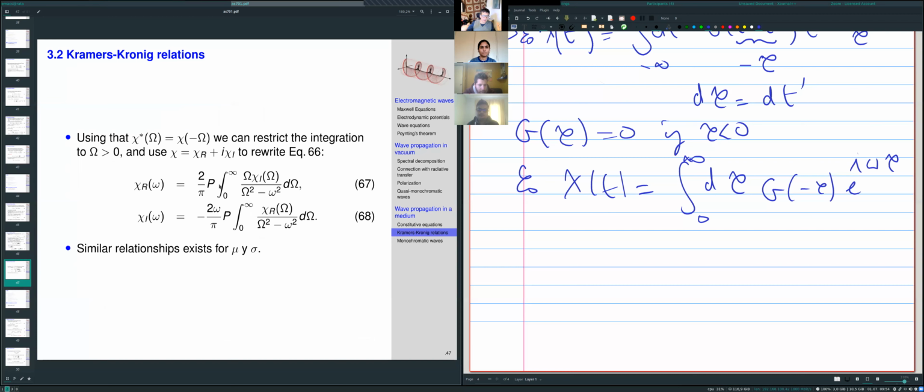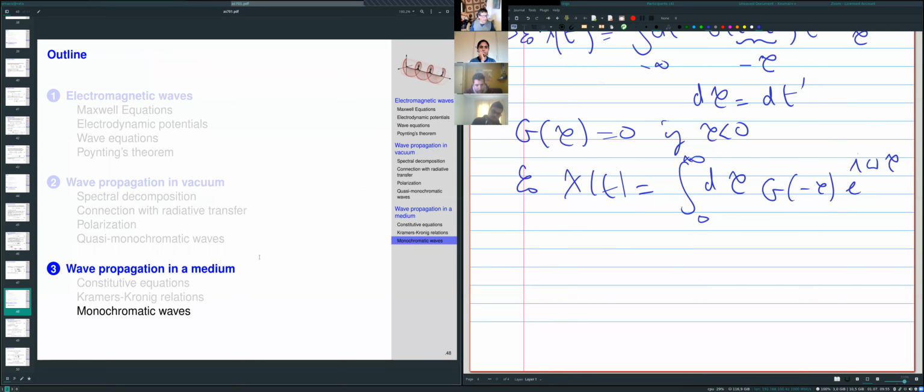It's like taking the integral on both sides as you come towards the singularity. And you have similar relationships for mu and sigma. So these are the Kramers-Kronig relationships, and they connect the real and imaginary parts of all these constitutive quantities.